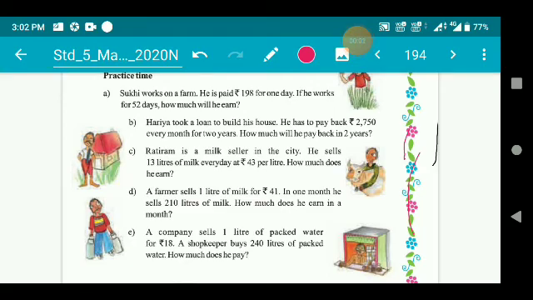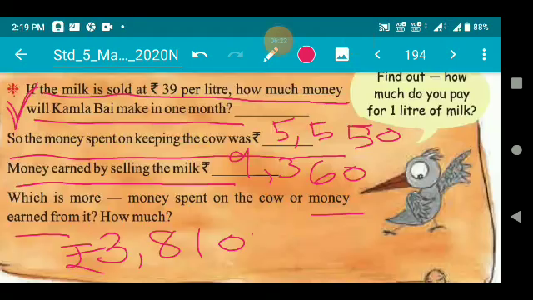Now let us move on to the next page, number 177. Here is given practice time. So students, you try yourself, practice all the questions, and solutions for all these questions I will provide you in the PDF file. So you can check your answer from that, and you can solve your doubts also.